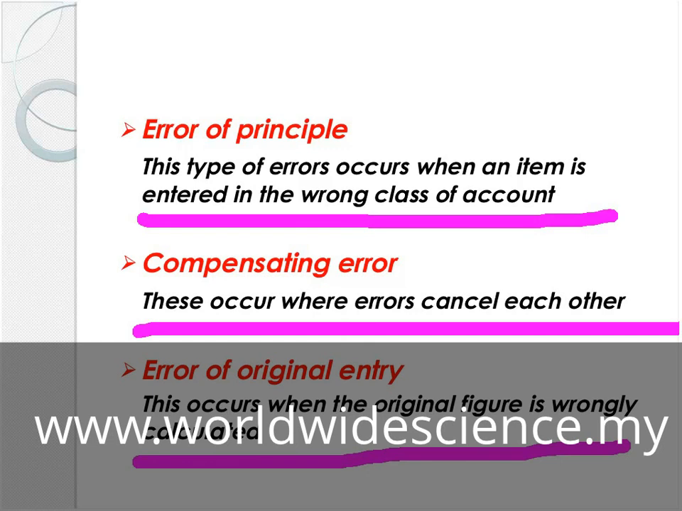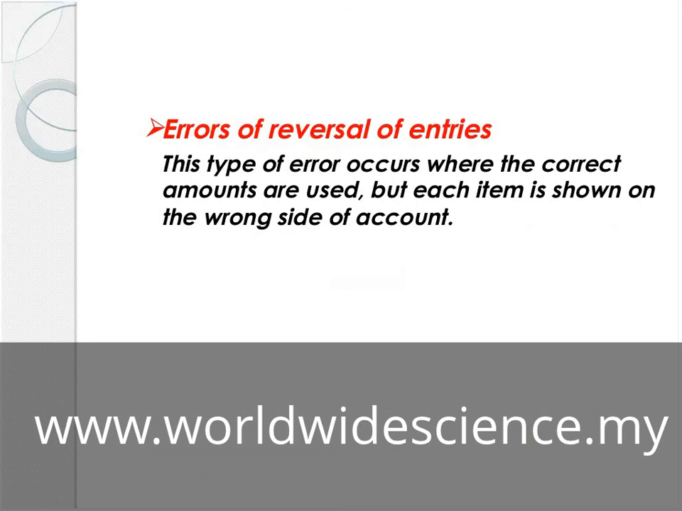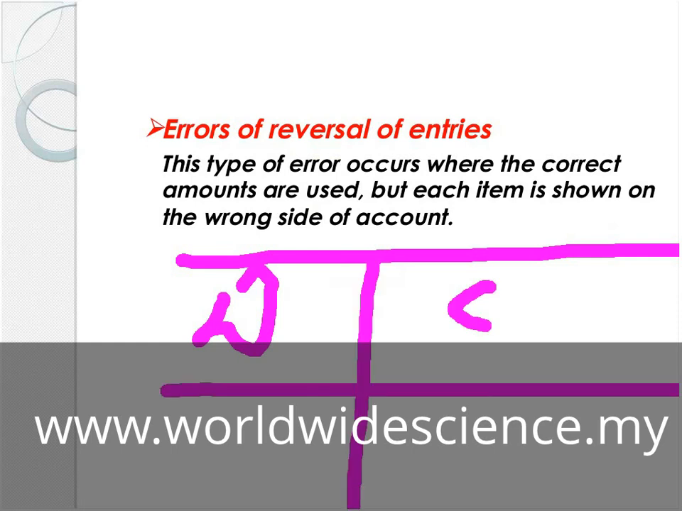So next one, errors of reversal of entries. This type of error occurs where the correct amounts are used, but each item is shown on the wrong side of the account. For example, we paid 200. We must show it on the credit side, right? But you have made a mistake and shown it on the debit side. This is an error of reversal of entries.